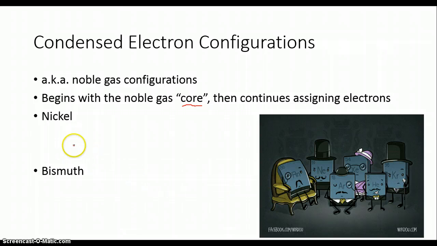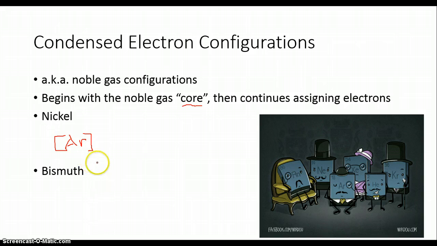Let's start off with nickel. If you look at nickel, what would be the noble gas core? Well, nickel is in the 3d's. The noble gas that is completely filled up, or at least looks like it, is going to end up being argon. So I'm going to write it out with a little bracket notation here with argon.